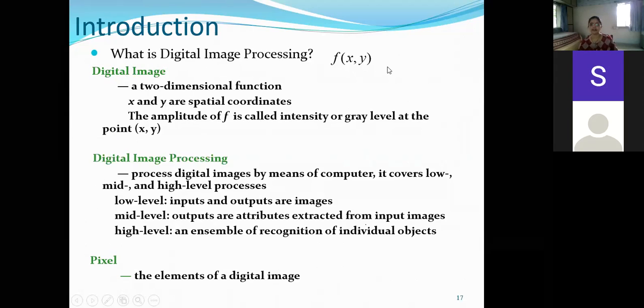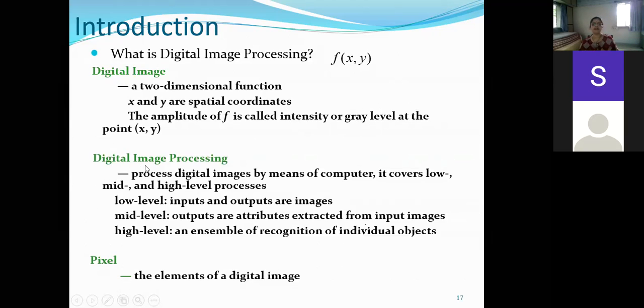So a digital image is an array of pixels, and every pixel has some value, and every pixel can be accessed by its x coordinate value and y coordinate value. f(x,y) is nothing but the intensity level of the pixel. For monochrome images, it gives you the gray level. Instead of intensity, we can call it gray level, okay.